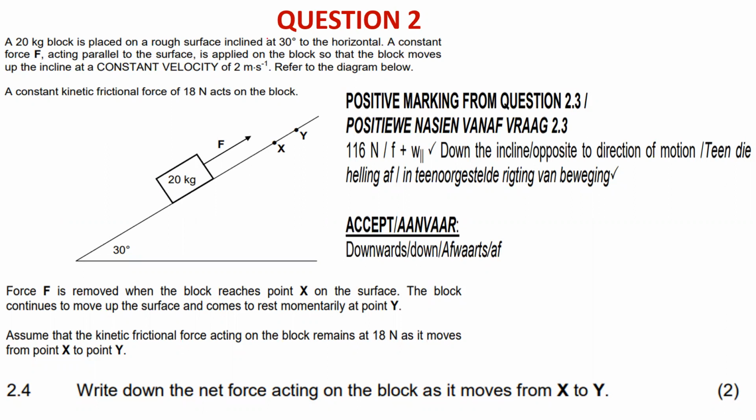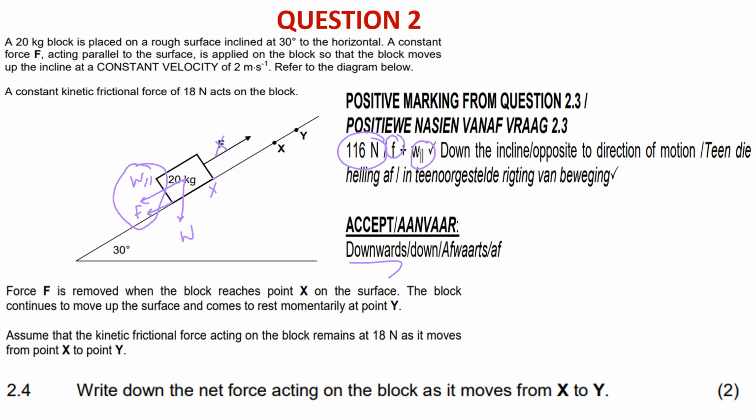Why? Because when you remove this applied force at point X, let's say point X is here, you still have the friction force. You still have the gravitational force, the parallel one. So even if you remove the applied force, you now have net force from these two, friction force plus the parallel component. We calculated them already, so 116 newtons, and the direction is downward. That's it. 2 marks. If you want, you can recalculate, but we don't need that.